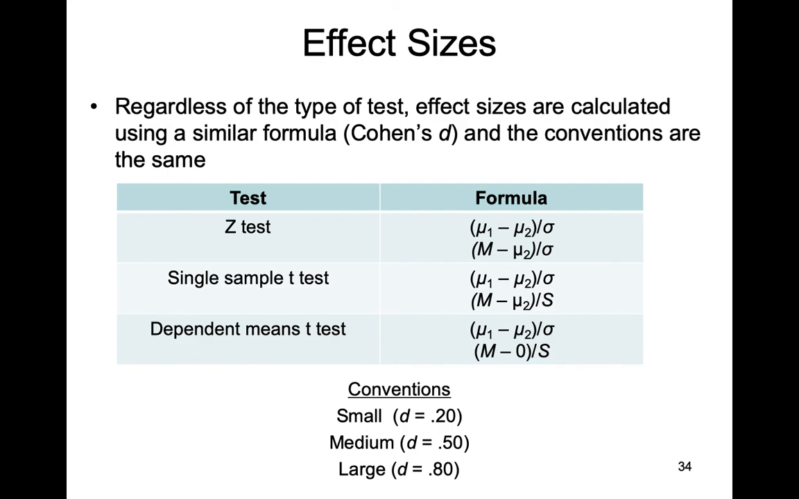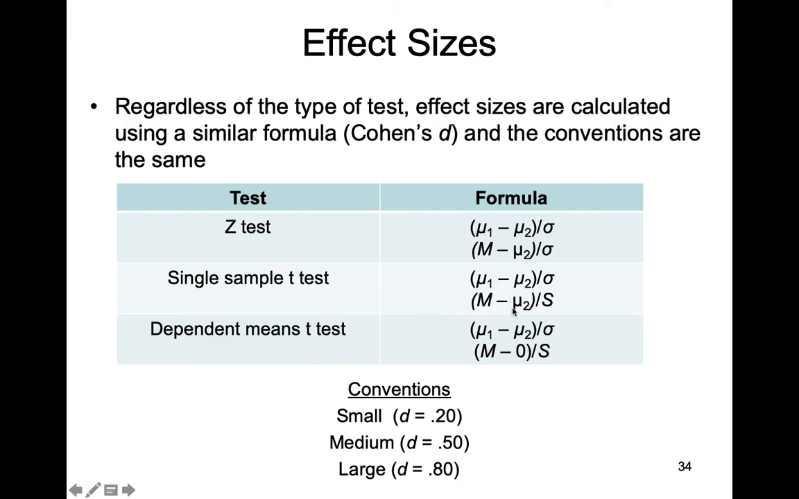Last topic is to return to effect size. So we previously learned effect size for a z-test. We learned how to calculate a Cohen's d by taking the difference between two means divided by the population standard deviation. We can apply the same formula to a single sample t-test as well as a dependent means t-test. In each case, we're going to use our sample mean as a point estimate of the mean for population 1. You can think of population 1 as the treated population. Population 2 is the untreated population.